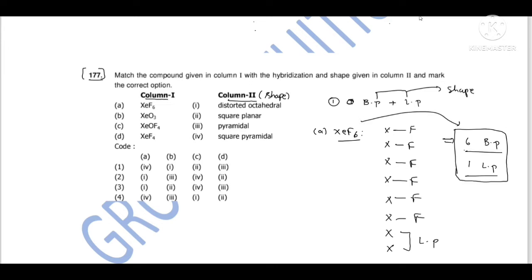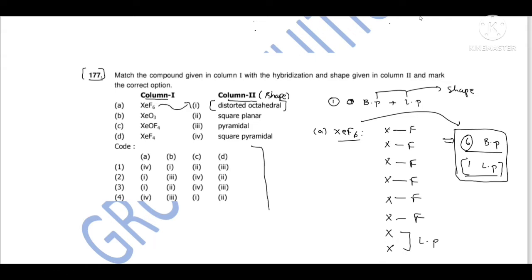Easily conclude the shape of this structure is distorted octahedral. Why? Because where there is a distortion, that means disturbance has occurred in the octahedral. That's why this structure is a distorted octahedral. So we conclude that A matches with 1.